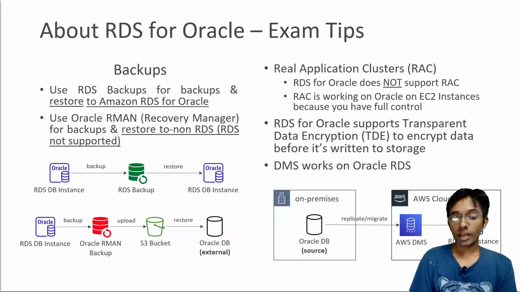So RDS backups are used to back up and restore to Amazon RDS for Oracle, whereas Oracle RMAN, Recovery Manager, is used to back up and restore to non-RDS. Okay, RDS is not supported. So a graph will help.